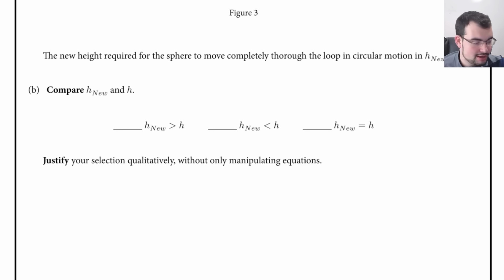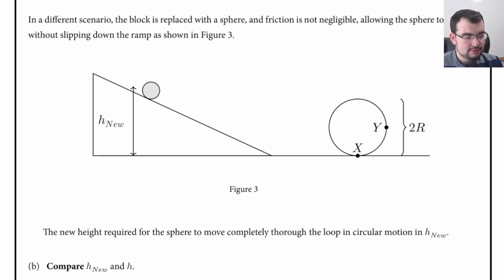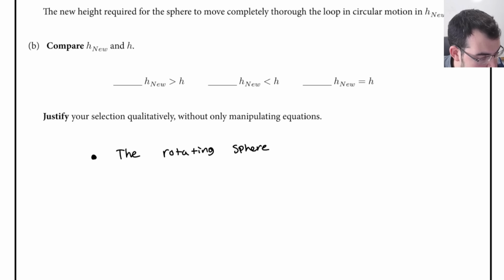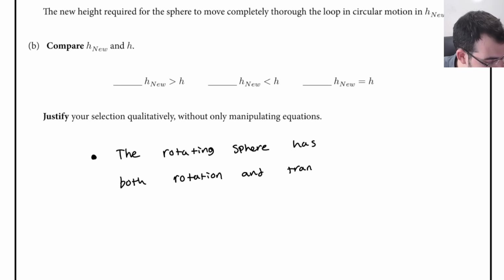So again, we could try to construct what the main difference is and get the answer after. So what is the purpose of using a sphere or any rolling object? Well, it's rolling. So the key here is that since it's rolling, the rotating sphere has both rotational and translational kinetic energy. Because if it's rolling without slipping, it is translating and it's rotating.